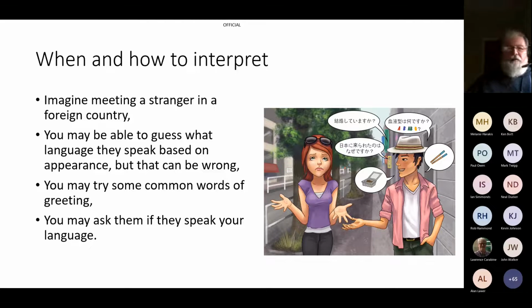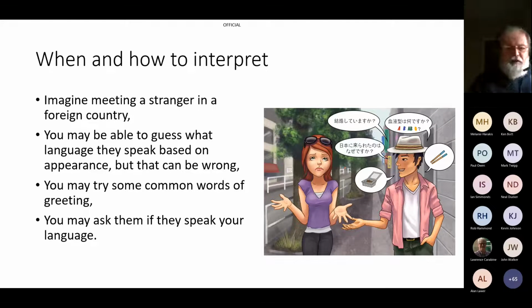So the first part of having a conversation is understanding what language we're going to speak. If we imagine that we're in a foreign country, we might be able to guess what language someone speaks, or we could try some common words of greeting and see how they respond, or we could ask them in our broken schoolboy French or schoolboy German, "Sprechen Sie Anglais?" Or no, that's not quite right. Anyway, you know what I mean.